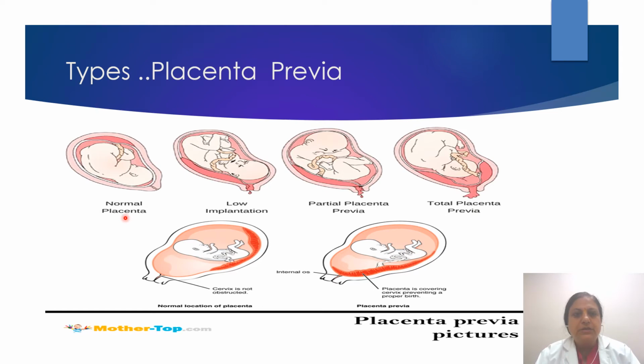In this, you see different types of placenta previa. The first one is the normal location of the placenta, which is fundal in location. Second diagram shows low implantation. In the third one, can you see there is some difference, that is between 2 to 5 centimeters from the internal os. This is partial placenta previa and this is total placenta previa. The placenta is completely occupying the internal os, so this is total placenta previa. In partial placenta previa, only part of the placenta is near the os.